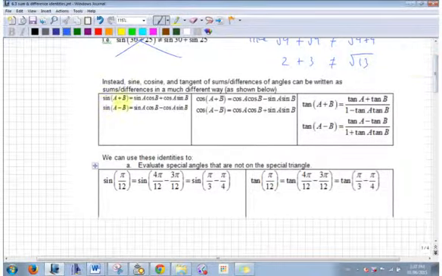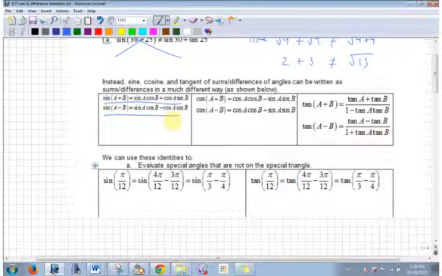Okay? So, there's an identity for sine when you can add a couple of things together in brackets. And here's one for sine when you subtract a couple of values in brackets. And then we got a couple for cosine, and then we have a couple for tangent.